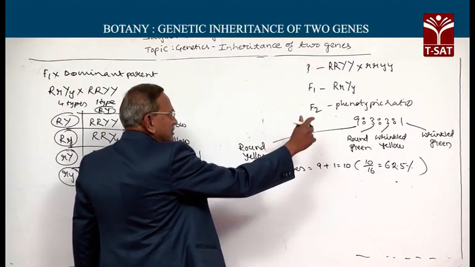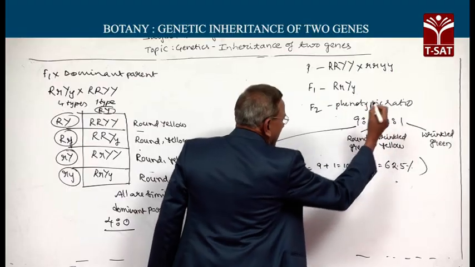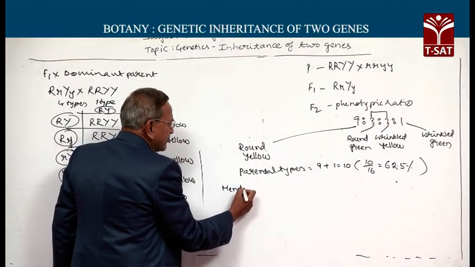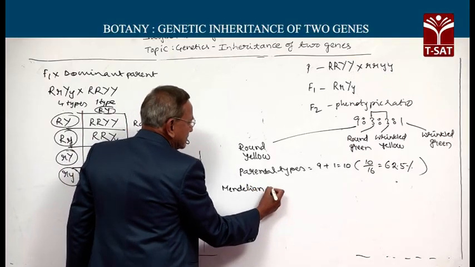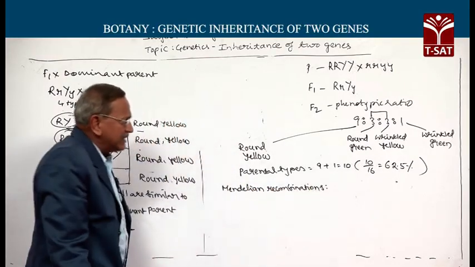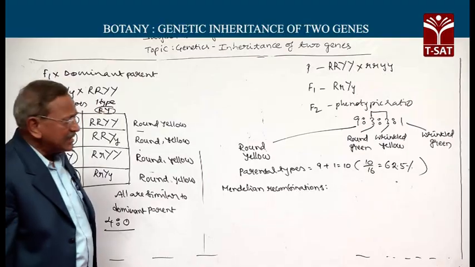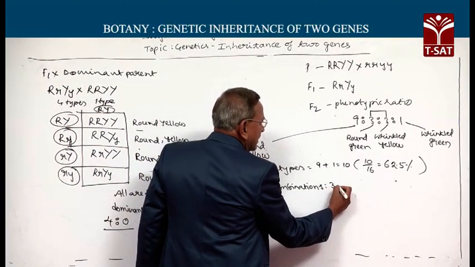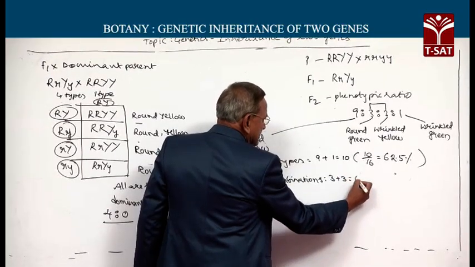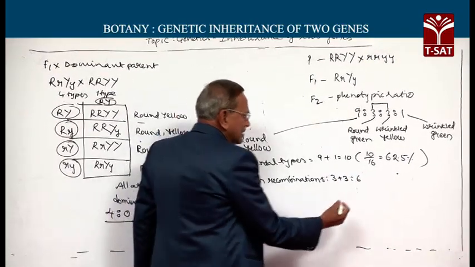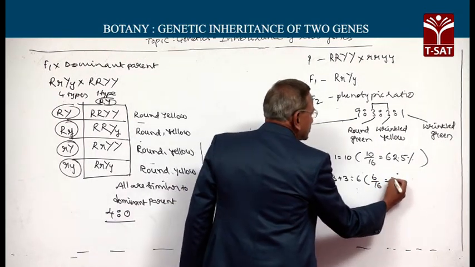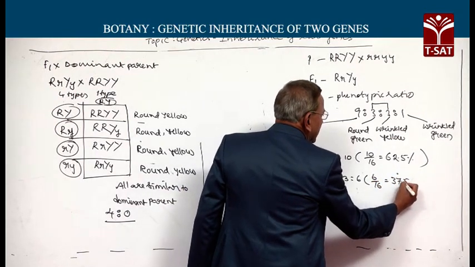And the 2 are not there in the original. They represent what is called Mendelian recombinations. And what is their fraction and what is their percentage? They represent 3 and also 3, 6. Out of what? Out of 16, 6 out of 16. This comes to 37.5.